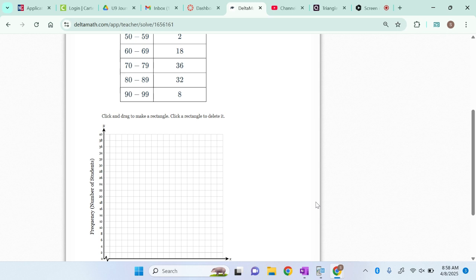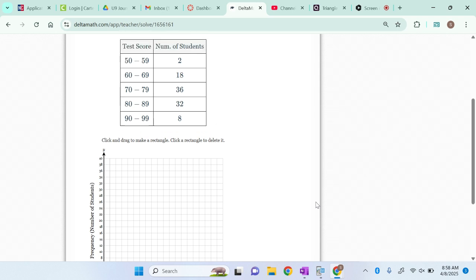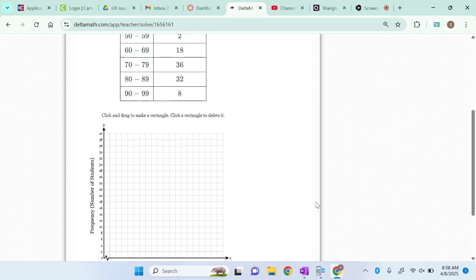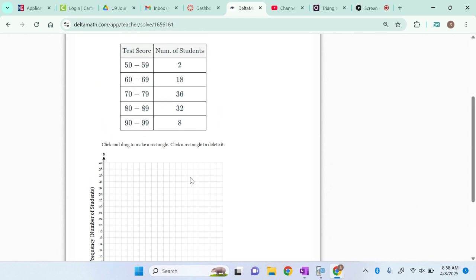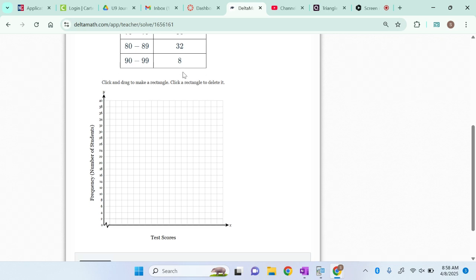With histograms, when you're graphing these, it doesn't matter how many squares you use on the bottom as long as you're consistent. Pick a number of squares that you want your interval to be. I would suggest either 2 or 3. They already gave you the frequency table, so you don't have to worry about it. From 50 to 59, we have 2 students.